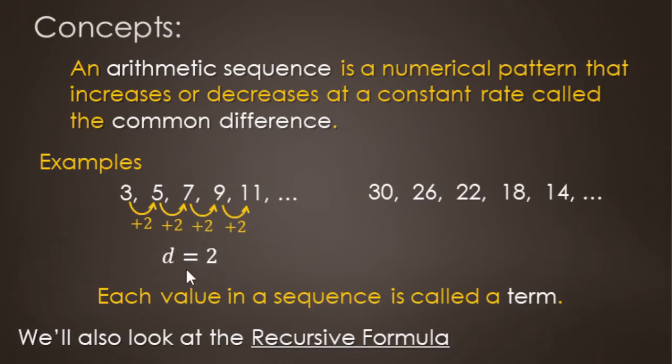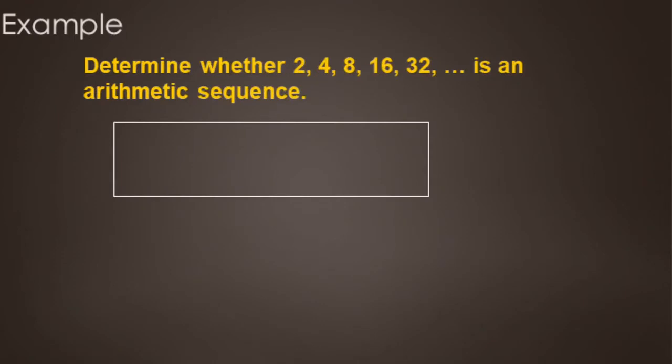And normally we use D to show the common difference, D for difference. This sequence over here, 30, 26, 22, 18, 14, we are subtracting for each term in the sequence. So we would say D equals -4, because it's subtract 4. So that would be negative 4 for the common difference. If you're adding, it's just positive, and if you're subtracting, that would be a negative. We're also going to look at the recursive formula in this video towards the end, so just follow along here.